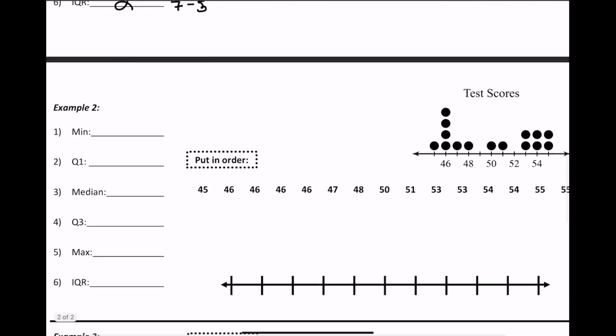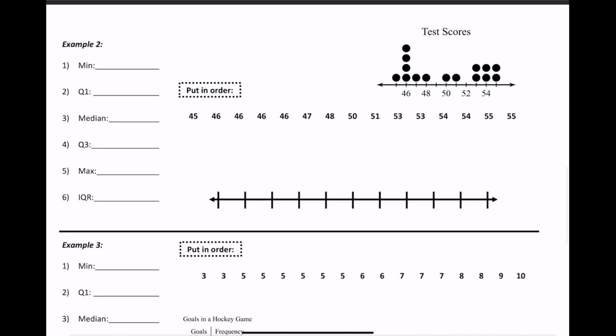Let's hop to it. Let's hope I don't forget numbers. Okay, so here are test scores, and I already have the data listed out for you. So there was 1 45, 4 46s, a 47, a 48, a 50, a 51, 2 53s, 2 54s, and 2 55s.